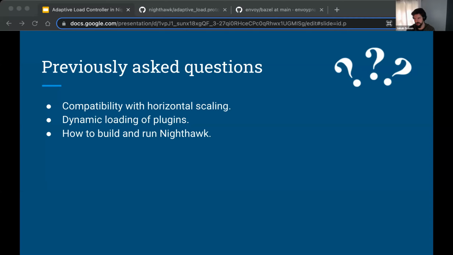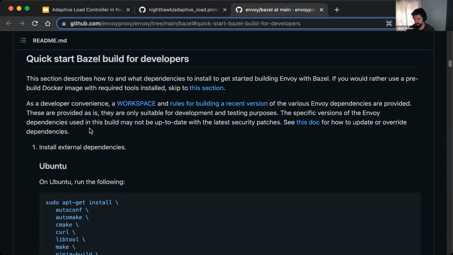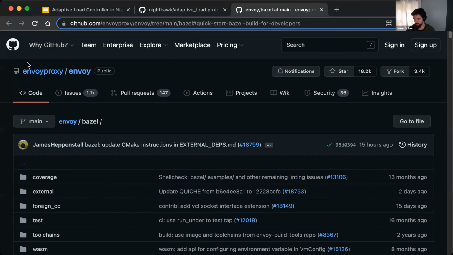And the last question that came up, and I have to say I did not cover that today because I think we would need a separate session, was how to build and run Nighthawk. The best thing I can do today is give you a pointer. As mentioned before, Nighthawk is built on top of Envoy. So this is the Envoy proxy Envoy repository.